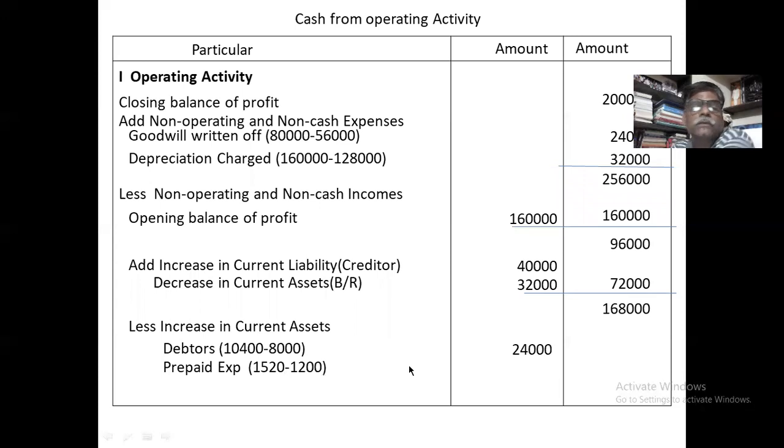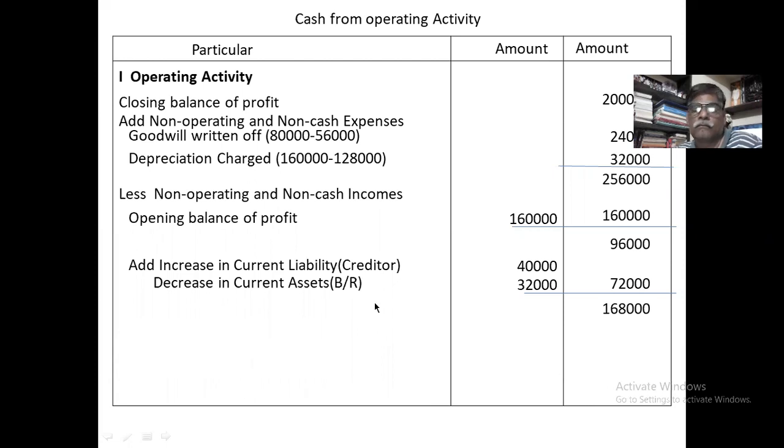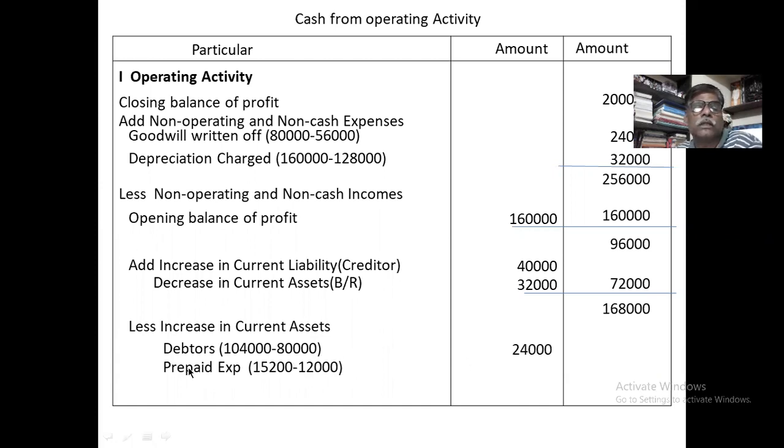Then prepaid expenses. You see this? Debtors 24,000 increase is there. Prepaid expenses 15,200, 12,200. Increase is 3,200. You add these two and take to outer column. In the outer column, you deduct it. Cash from operating activity. Cash inflow from operating activity is 1,40,800. 1,40,800 is the cash from operating activity.